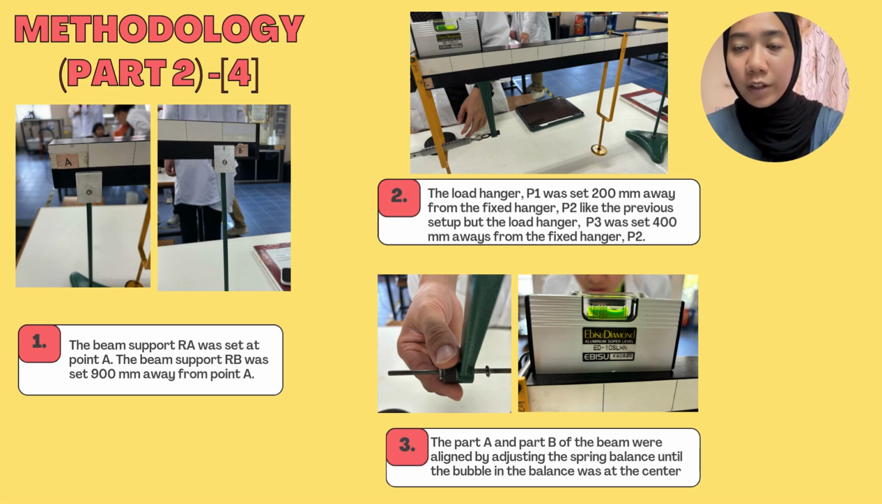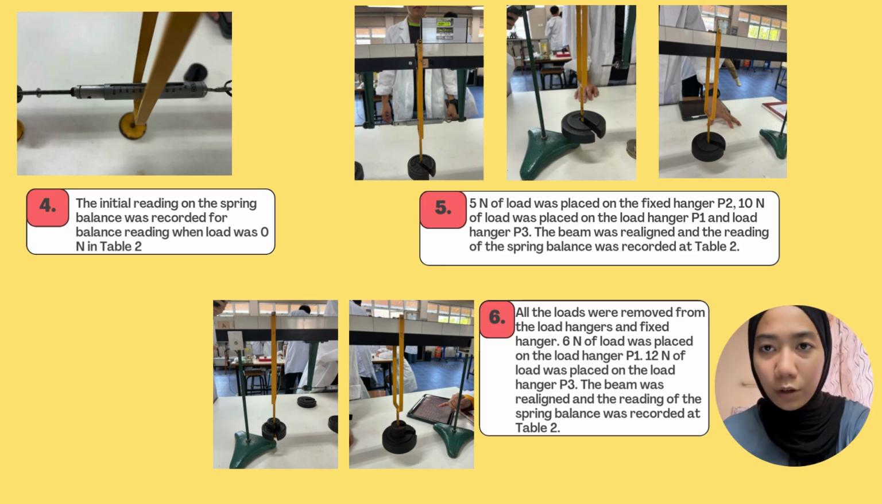Then, before any loads were applied, we leveled the beam once again by adjusting the spring balance until the bubble in the balance tool was centered. This ensured the beam started in a perfectly horizontal position. Step 4. With no loads on the beam, we recorded the initial reading from the spring balance. The zero load reading was used as a baseline in table 2.